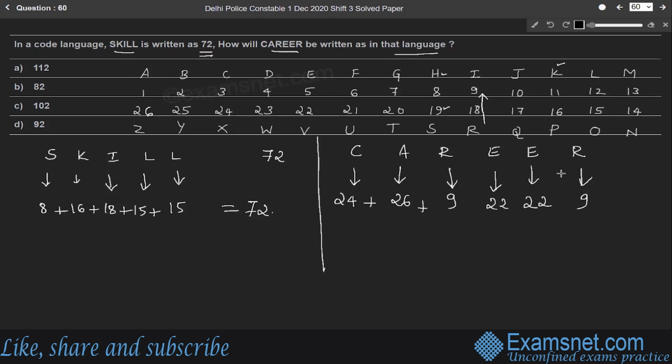So the sum of these values, 24 plus 26 plus 9 plus 22 plus 22 plus 9, is equal to 112. Right? Therefore, option A is the right answer. CAREER is written as 112.